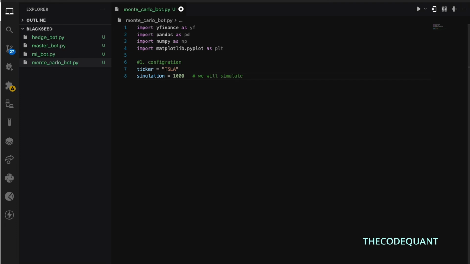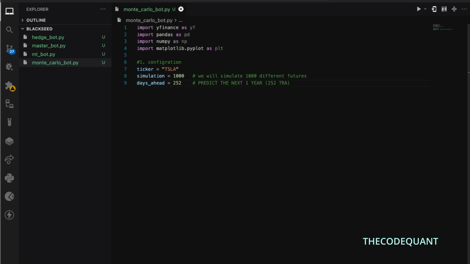So now we will go with the first thing, which is configuration. As you know, we always use Tesla, so as usual, we will set the ticker to Tesla. Then we will set simulations to 1000. The reason is that we will simulate 1000 different futures: what can be the possibilities for one stock, and how many different prices it can reach. These 1000 futures will be related to it.